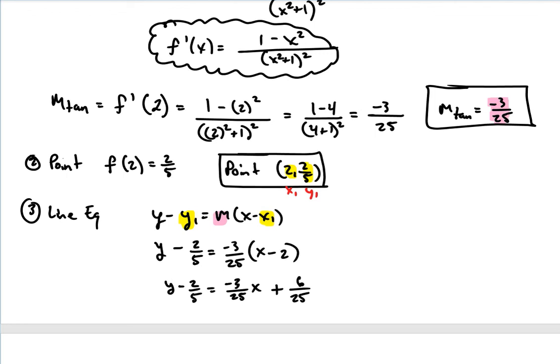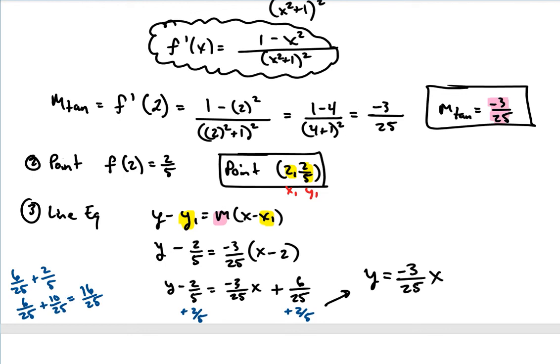And then our last step would be to add that 2/5 over to both sides. Okay, and so when we do that, in our scratch work, we would need to add these two together. So 6/25 plus 2/5. I would need to multiply both top and bottom of the second fraction by 5. So we have 6/25 plus 10/25 gives us 16/25. Okay, so that's what that would simplify into. And then we have our answer. So y is by itself equal to negative 3/25 x plus that 16/25.